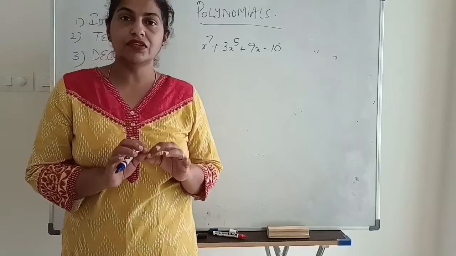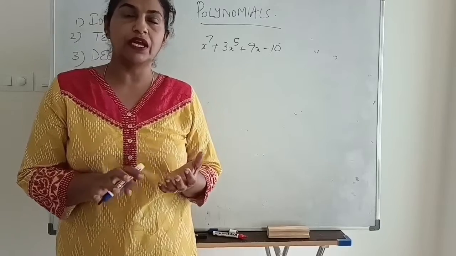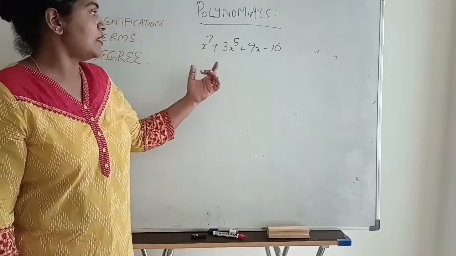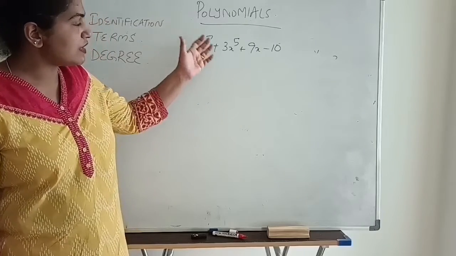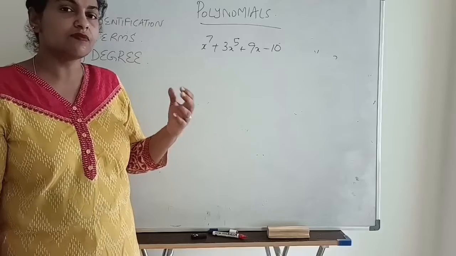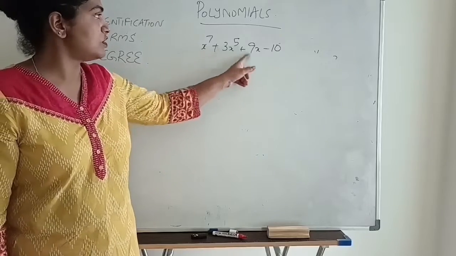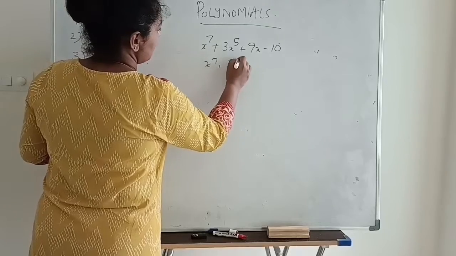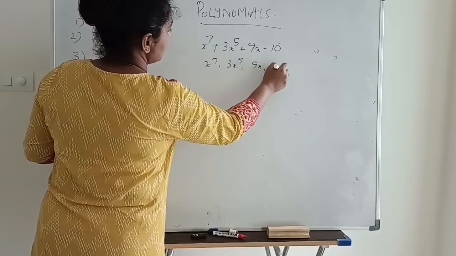Okay. Now we are done with the concept of degree of the polynomial. Let us move on to the next one, which is the coefficient. I have written a random polynomial here, x raised to 7 plus 3x raised to 5 plus 9x minus 10. How many terms are there? This polynomial has got 4 terms. 1, 2, 3, 4. Which are those? x raised to 7, 3x raised to 5, 9x and a minus 10.